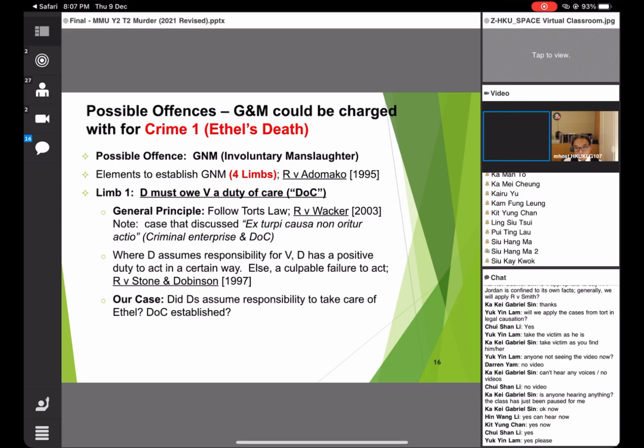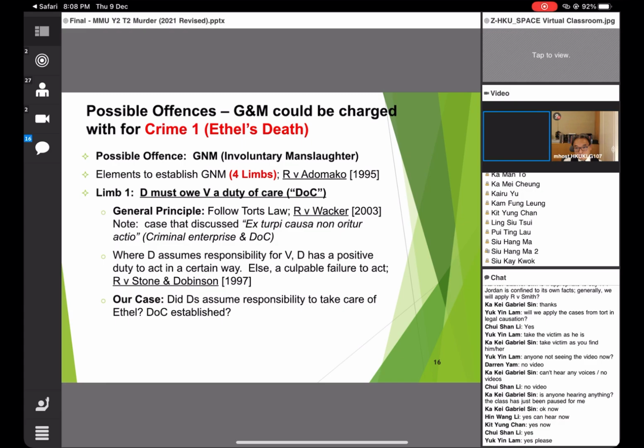And let us look at one possible offense of manslaughter. Remember, manslaughter has 2 types. One is voluntary manslaughter, and the other is involuntary manslaughter. And voluntary manslaughter has the mens rea, whereas involuntary manslaughter does not have the mens rea. First of all, let us look at the possible offense of involuntary manslaughter under the GNM, gross negligent manslaughter. The case to establish must be R v Adomako, 1995. And for GNM, there are 4 limbs. 4 limbs must be established in order to arrive at a GNM offense.